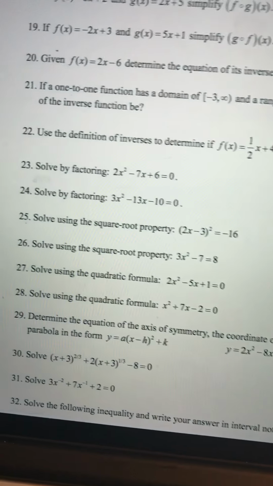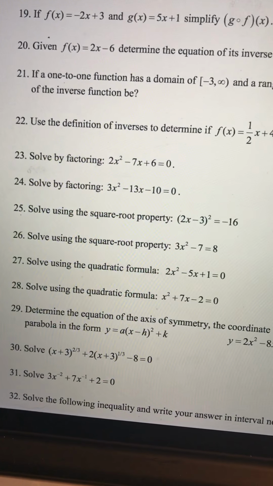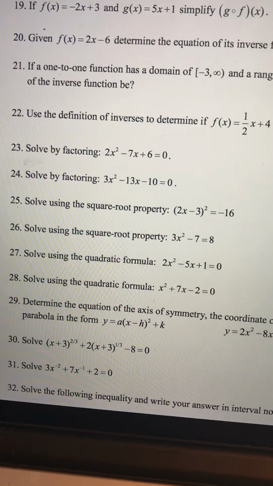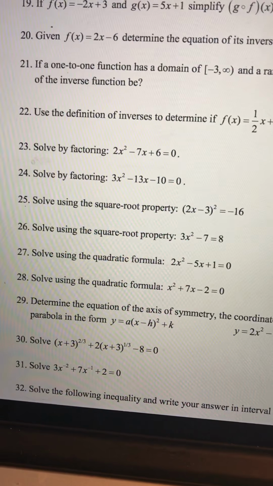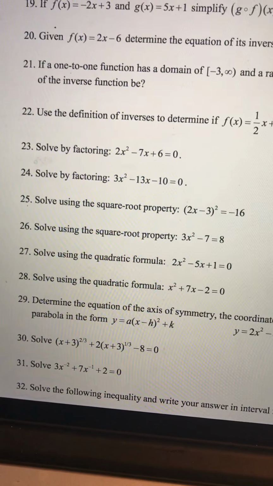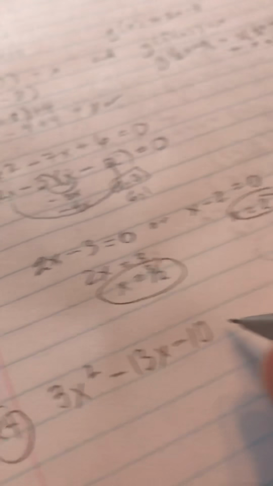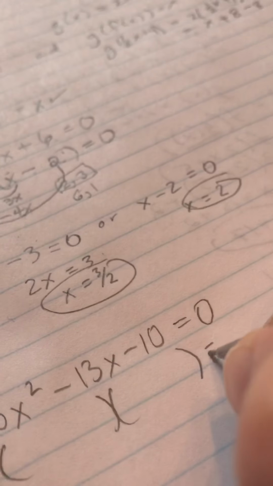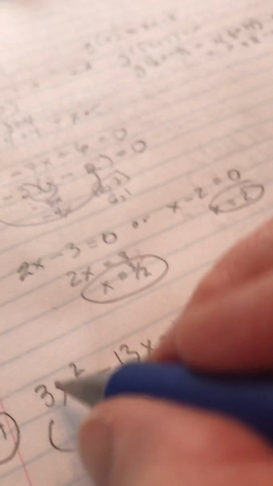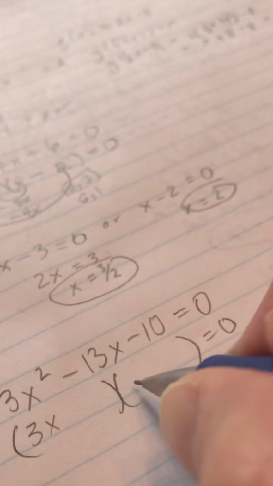Number 24. Solve 3x squared minus 13x minus 10 by factoring. Minus 10 equals 0, sorry. Yeah, it has to be an equation. 3x squared minus 13x minus 10 equals 0. So again, we've got 0 on one side, that's important. And then to get 3x squared, it's going to have to be 3x and x.